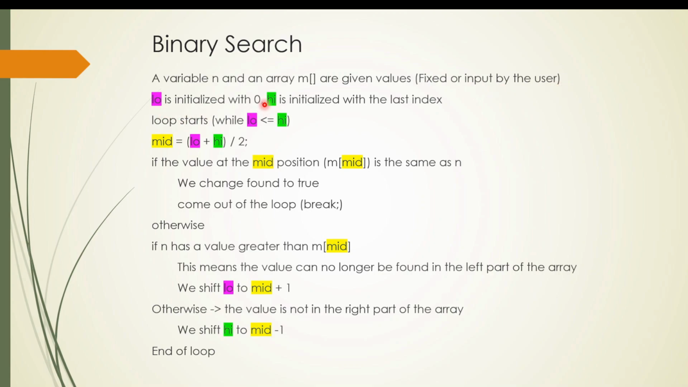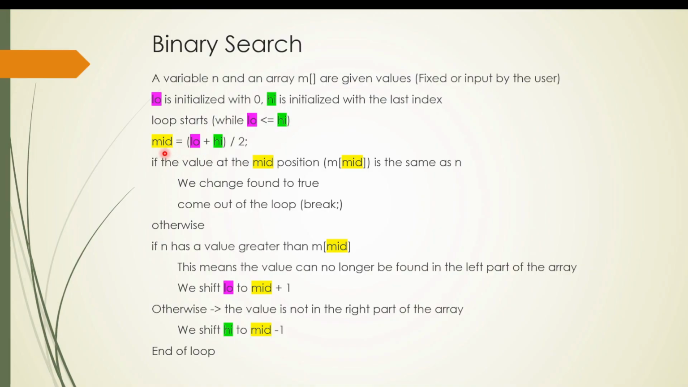Low is initialized with 0, and high is initialized with the last index. And normally the last index is n dot length minus 1. We start off with a loop, and the loop is while low is less than or equal to high. We have discussed this earlier.